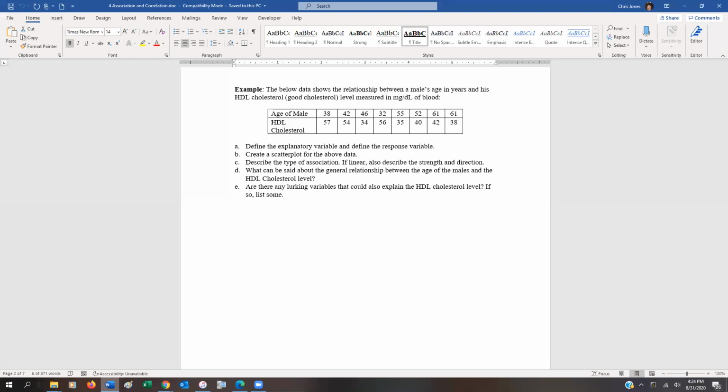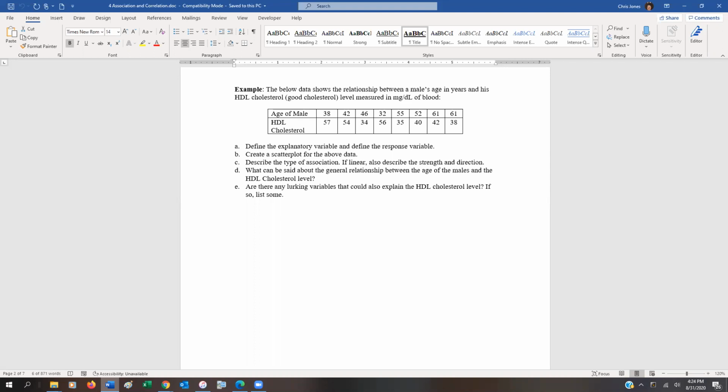We talked about the idea of association and correlation and what that means with respect to a scatter plot. And we're talking about the strength, the direction, and the association as being the three characteristics that we really want to identify. So let's take a look at an example.